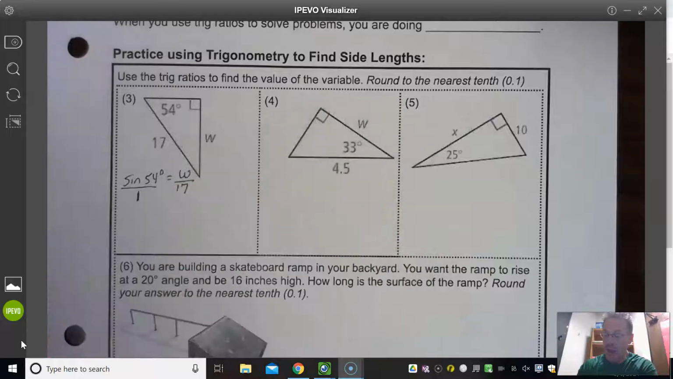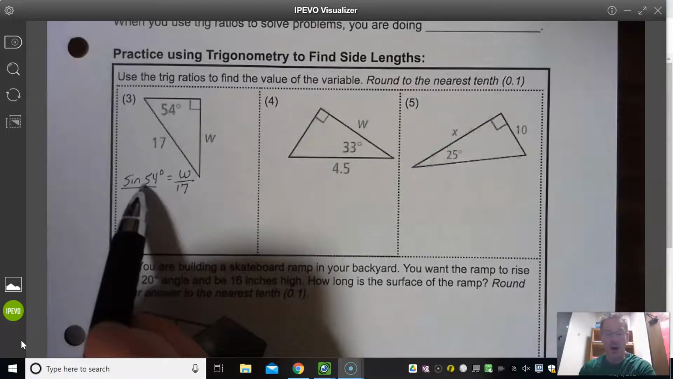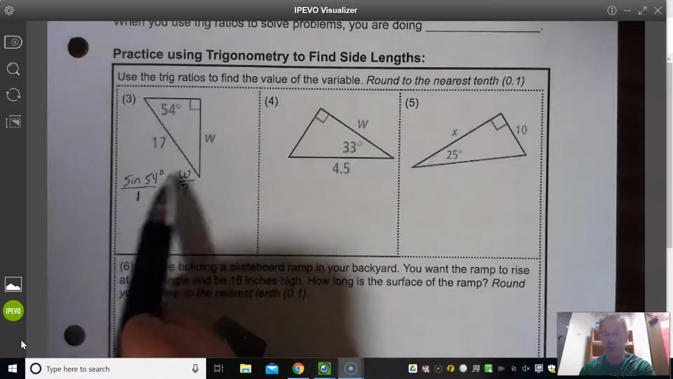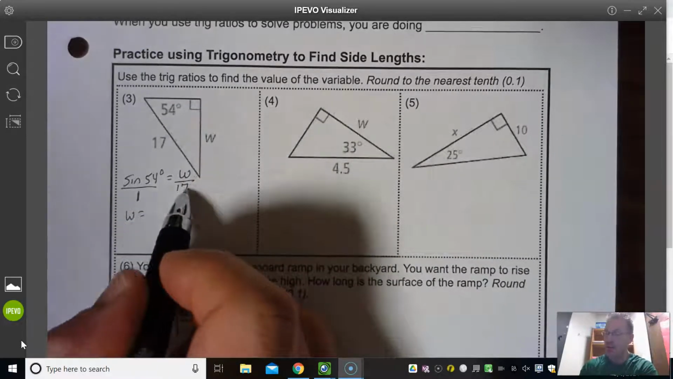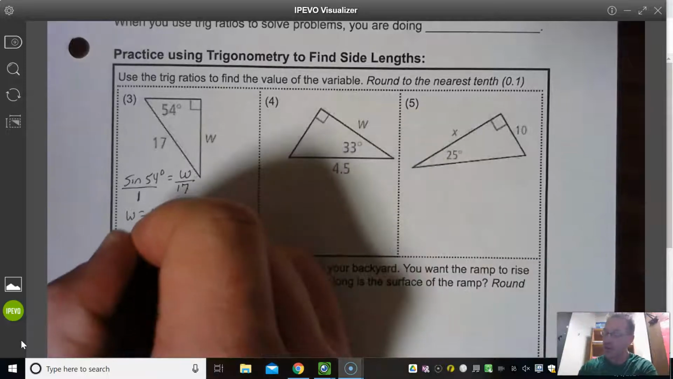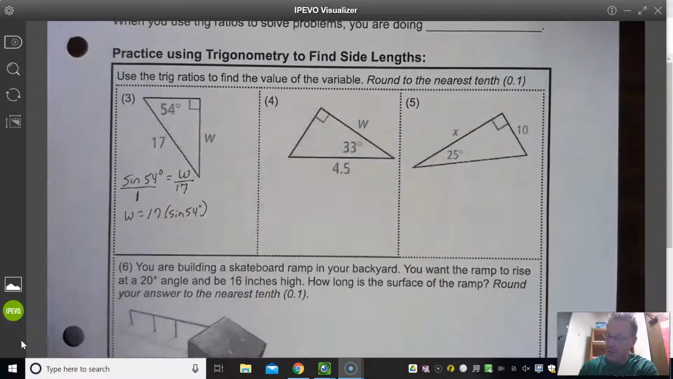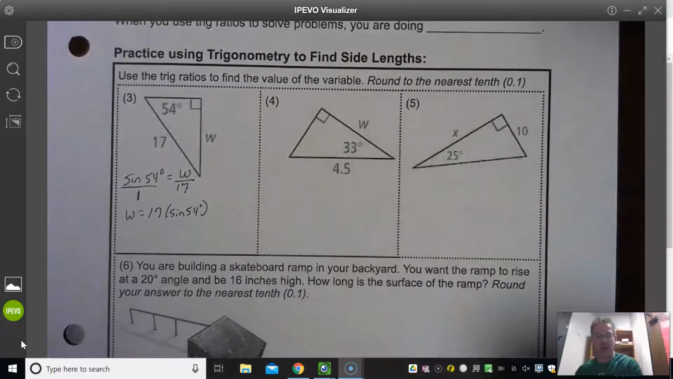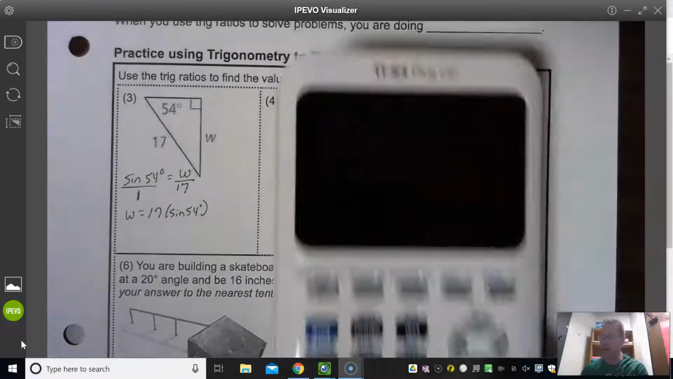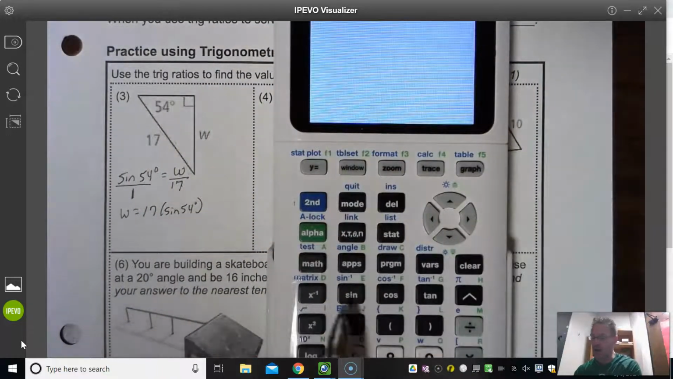Now, what I am going to do is make this a proportion, because sine of 54 is over 1. And then we know that if we have a proportion, we can cross multiply. So W times 1 is just W, and 17 times the sine of 54 is just 17 times the sine of 54. The reason I want to do this is because it is going to give me a decimal answer, and I want to be as exact as possible, so I don't want to round in two different places. Now, when you look at your graphing calculator, you should see sine, cosine, and tangent somewhere on your calculator.